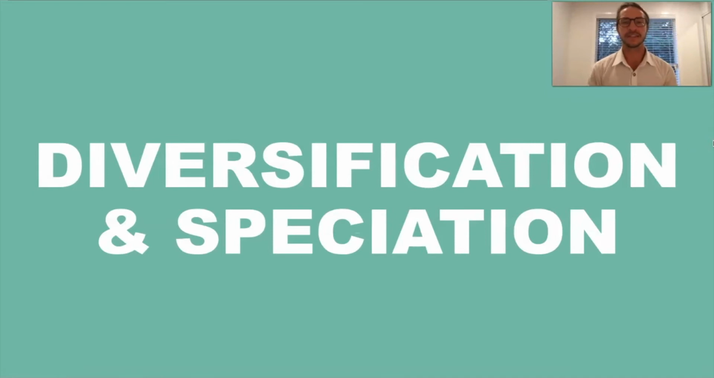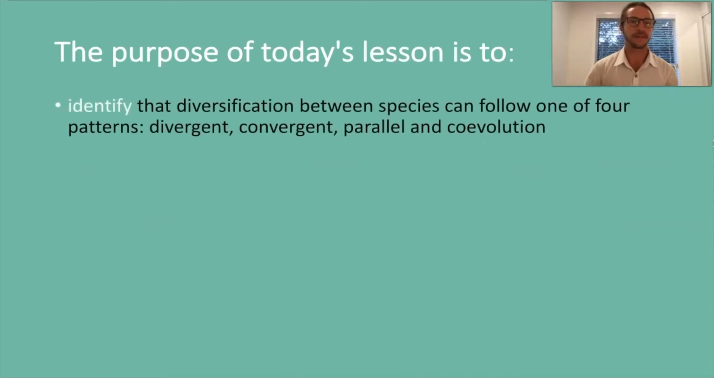It is on diversification and speciation. And from QCAA, here's our learning goals. Firstly, to identify that diversification between species can follow one of four patterns: divergent, convergent, parallel, and coevolution.